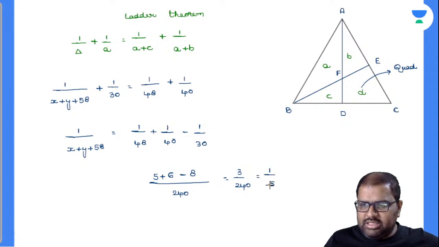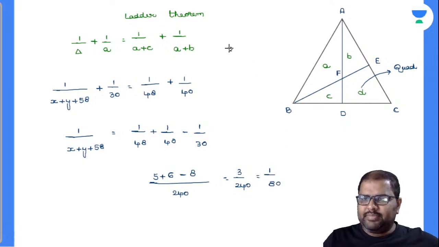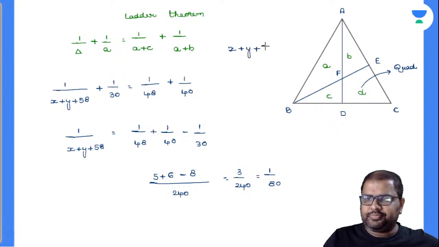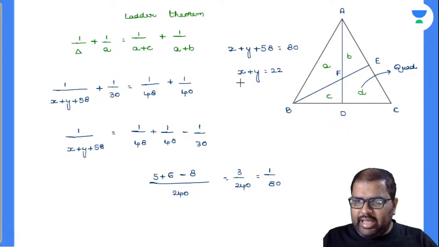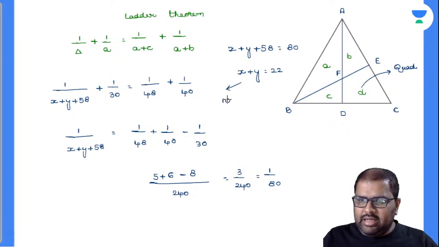So finally, what is the value left over? X plus y plus 58 is equal to 80. Now x plus y is nothing but equal to how much? Is it 22? Now if you have options, I can easily calculate there. So see here, x I will take down as 10, y I can take down as 12. Now automatically 10 plus 12 is 22.